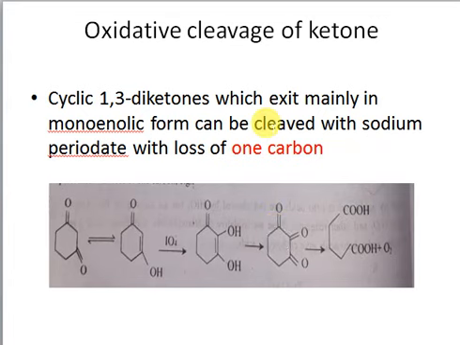So the oxidative cleavage pattern for cyclic 1,3 diketones is a bit different, because in this specific case we ultimately lose one carbon. You start with a 6-membered cyclic system and you end up with a 5-carbon dicarboxylic acid. If you count 1, 2, 3, 4, 5, we have 5 carbons and 2 carboxylic acids here, and one of the carbons has been lost as carbon dioxide.